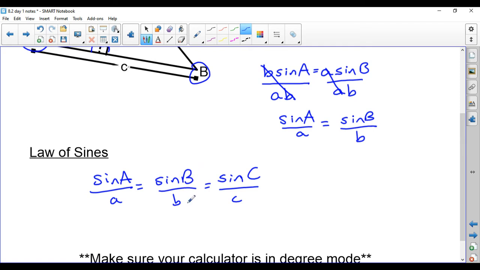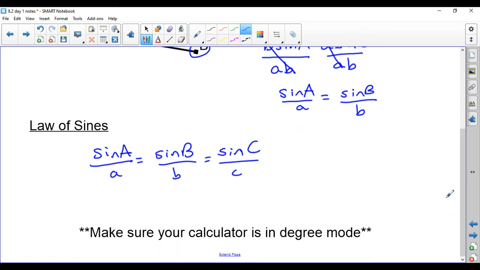Angle B is opposite side B. Angle C is opposite side C, so that we make sure that we plug in correctly. As you go through this section, and again, the whole chapter, make sure your calculator is in degree mode. Remember, if the batteries die, it's going to reset to radians.